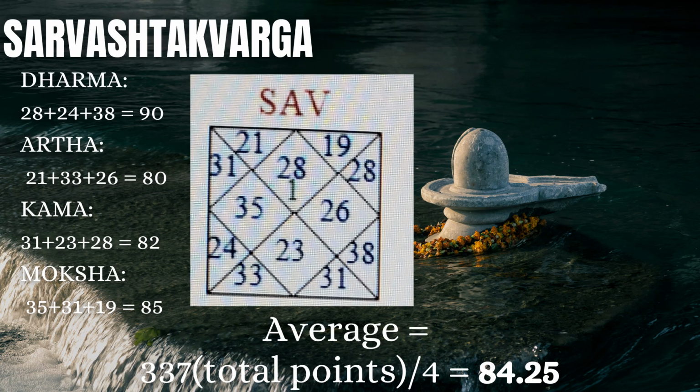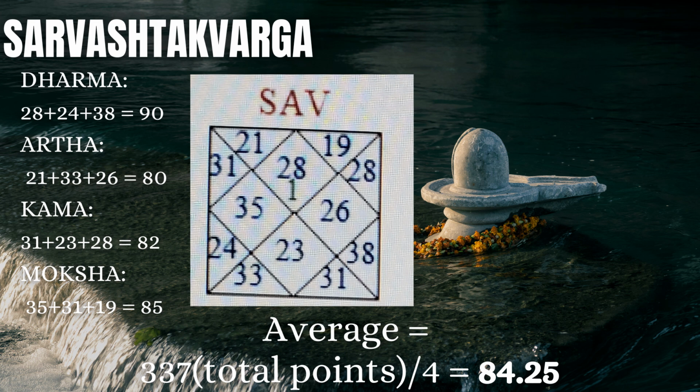Now friends, basis my chart, as you can see over here, in my Sarvashtakvarga table my 9th house has got the majority of the points. If I make a sum total of the Dharma triangle first, the first house has got 28 points, the 5th house has got 24 and the 9th house has got 38 points, making a sum total of 90 in the Dharma triangle. Then is the Artha. In that we have to make a sum total of the 2nd house which has 21, the 6th house which has 33 points, and the 10th house which has 26 points, making a sum total of 80 points.